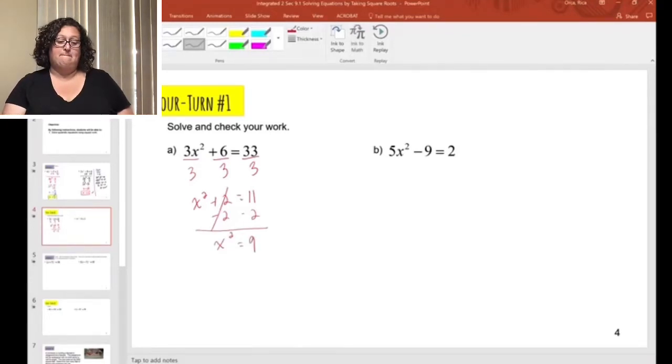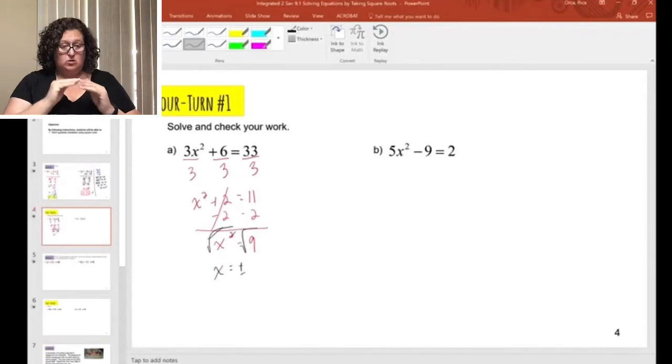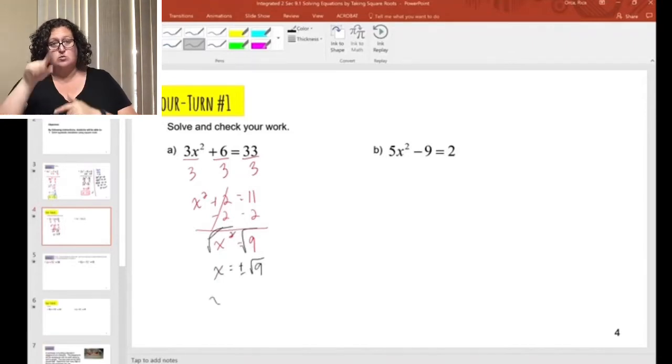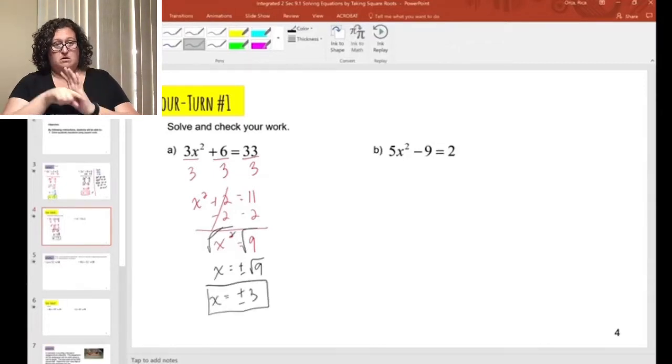And to get rid of the square, we want to take the square root of both sides. x equals plus or minus the square root of 9. And the square root of 9 is 3. So x equals plus or minus 3. Let's go ahead and check our work.